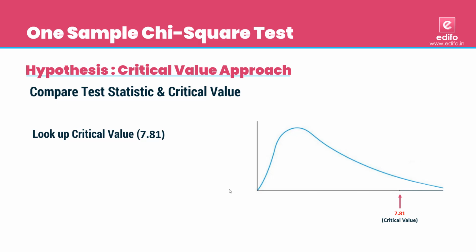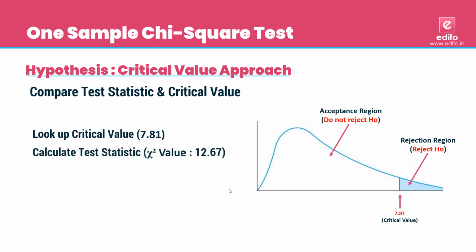The critical value divides the distribution into two parts. The left side of the critical value is the acceptance region and the right side is considered as the rejection region. The second step is to calculate the test statistic, which we have already calculated. The chi-square value is 12.67. You just record the 12.67 in this graph. It will definitely be after 7.81. Here it is, the 12.67 in the graph.